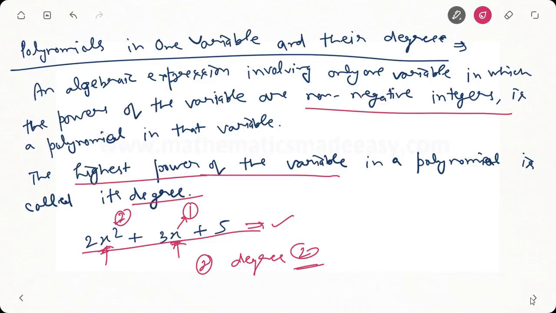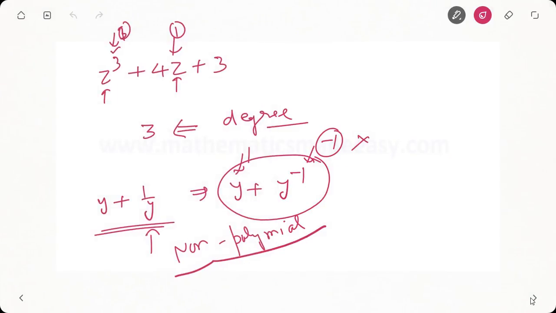Whatever the maximum value or the highest power of any variable present in an algebraic expression, that will be called the degree. So in this example you can see what is the maximum power of x. Here it is 2, here it is 1, so the maximum power of x is 2. So the degree of this polynomial would be 2. Got it? Let's take another example.